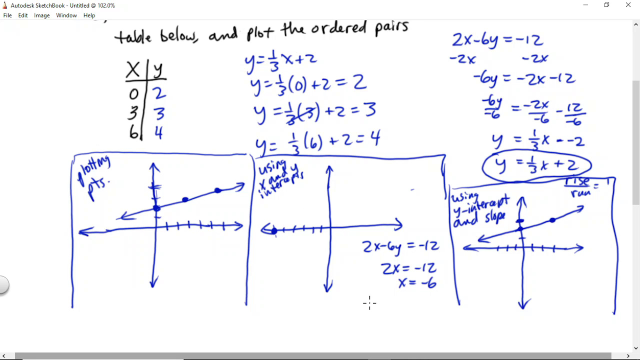Let's find the y-intercept. That's just putting in 0 for x, right? Because that's where it crosses the y-axis. When x is 0, you're not going left or right. X is 0. You're right on that. Neither to the left nor the right. So put in 0 for x. It's just 2 times 0. And so that part goes away, and you just have the negative 6y equals negative 12. Divide both sides by negative 6, and you have y equals 2.